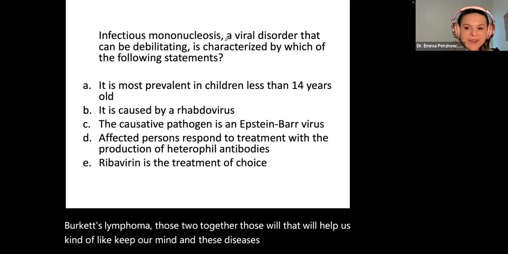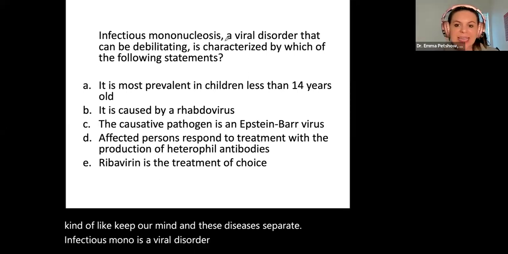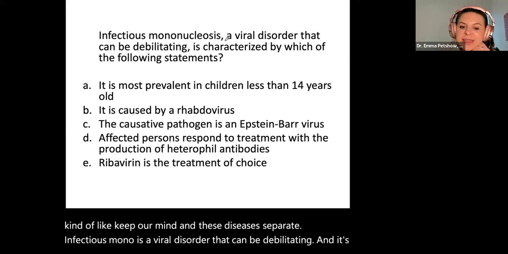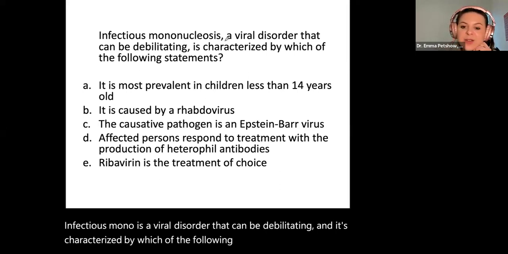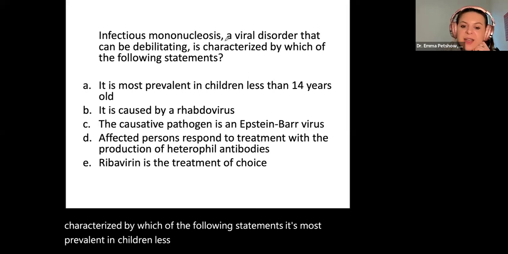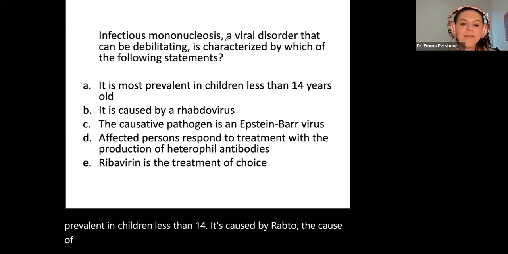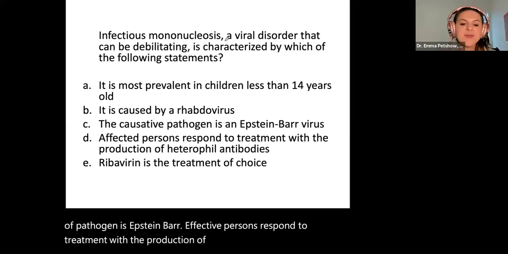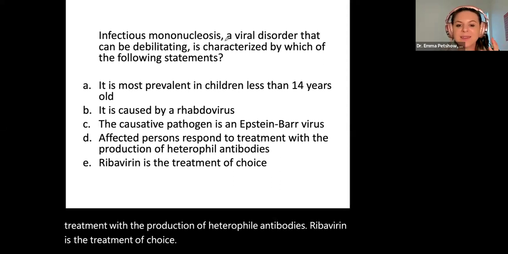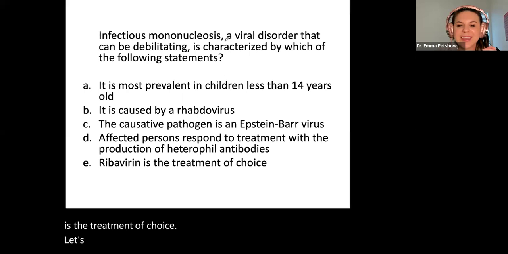Infectious mono is a viral disorder that can be debilitating and is characterized by which of the following statements? It's most prevalent in children less than 14. The causative pathogen is Epstein-Barr. Infected persons respond to treatment with the production of heterophile antibodies. Ribavirin is the treatment of choice. Let's see, which one do we think?